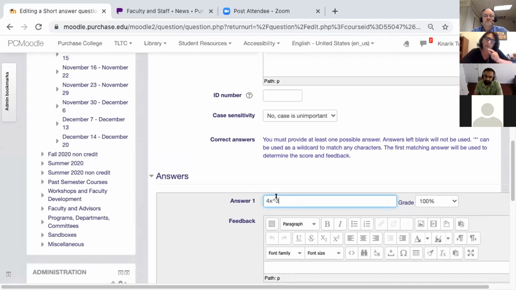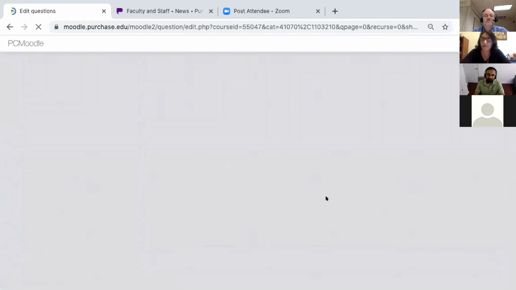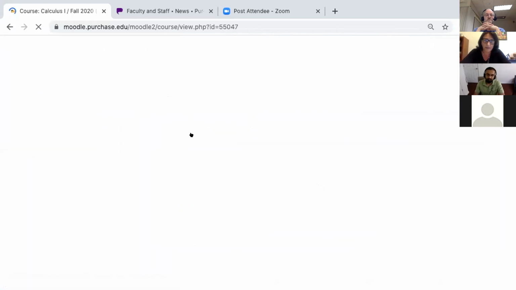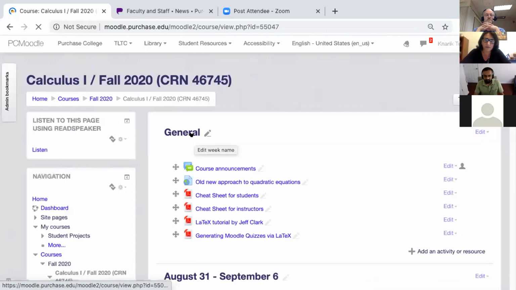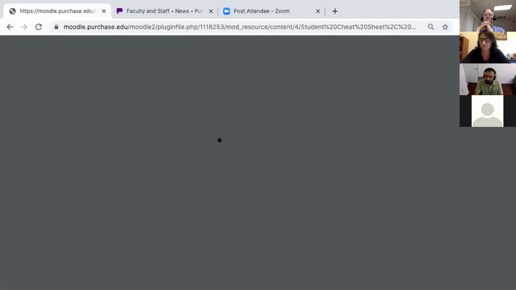Another thing students have to know is that if they put a space between 4 and x cubed, Moodle will consider it a wrong answer. So we need to teach our students how to type in answers. For that purpose, I created, and still continue working on, guidance for students.